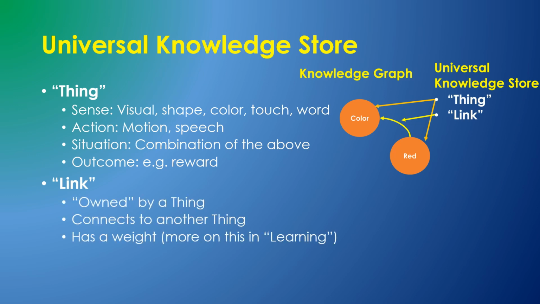In a biological system, a thing would contain no content. A thing's meaning would be derived entirely from other things it links to. As you'll see, I've taken some liberties with this constraint. We can say that a link is owned by a thing and connects to another thing in the same way we might say that a synapse is owned by one neuron and connects to another.